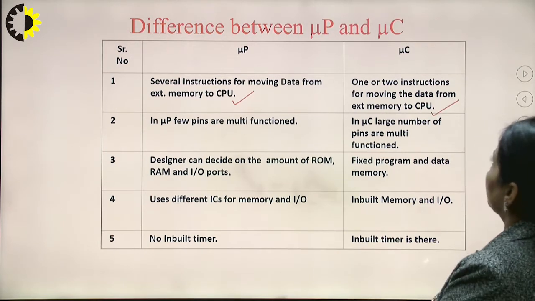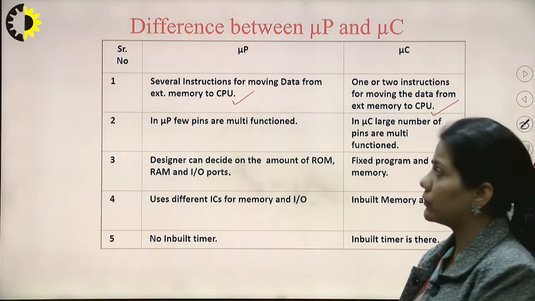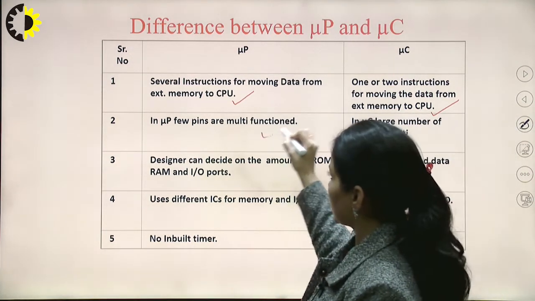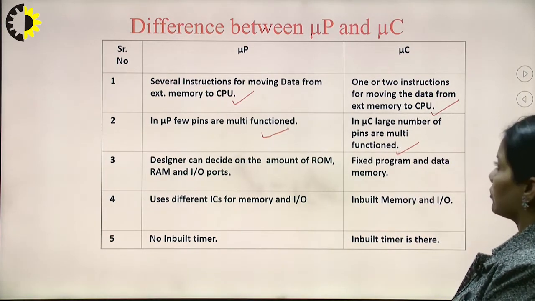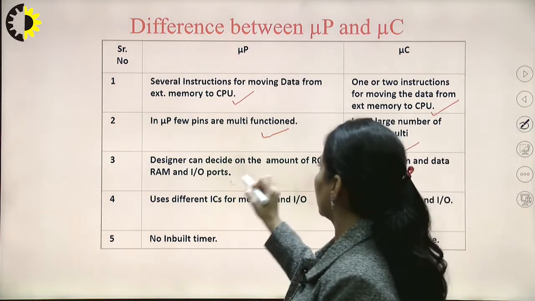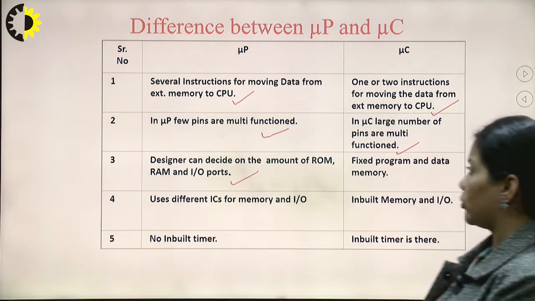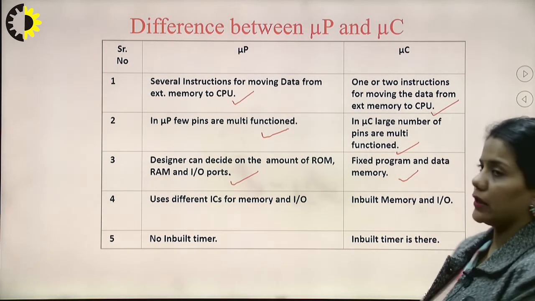Microcontroller is having 1 or 2 instructions for moving the data from external memory to CPU. In microprocessor, few pins are multifunction, but in microcontroller, large number of pins are multifunction. Designer can decide on the amount of ROM, RAM, and input-output ports, and microcontroller is having the fixed program and data memory.